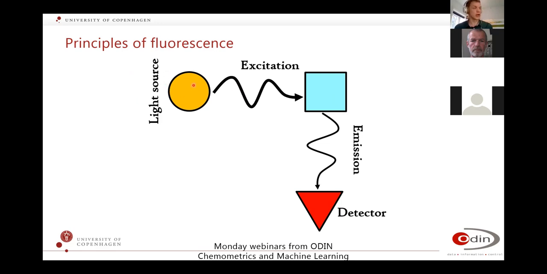What we have here is a light source, typically a xenon lamp, which I will get back to. The light goes in and hits the sample. If you have fluorophores there, they will be excited. If you have absorbers there, they will also absorb some of the light. So things will be excited here, and if you have fluorophores, they will also emit some light that we can detect and record on a detector.